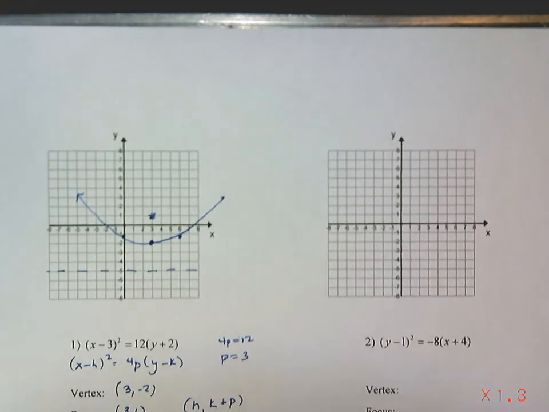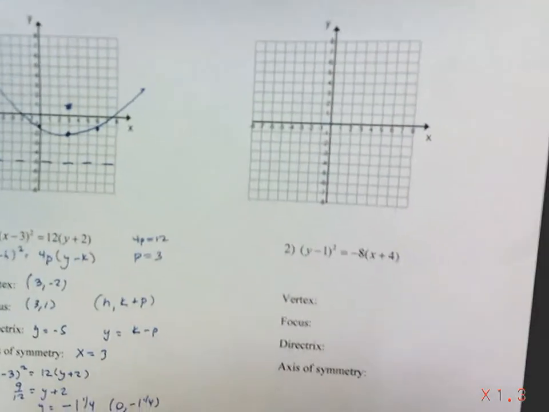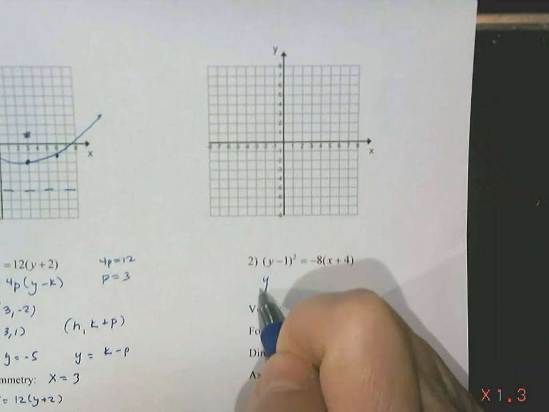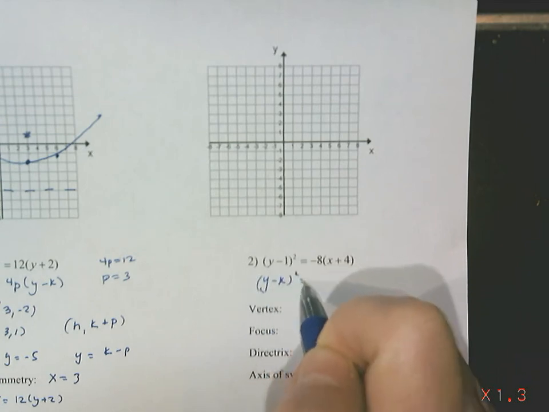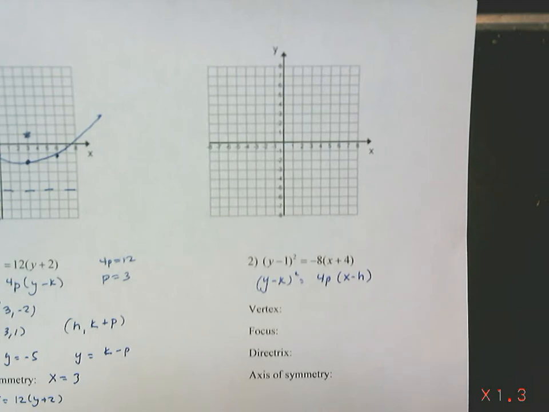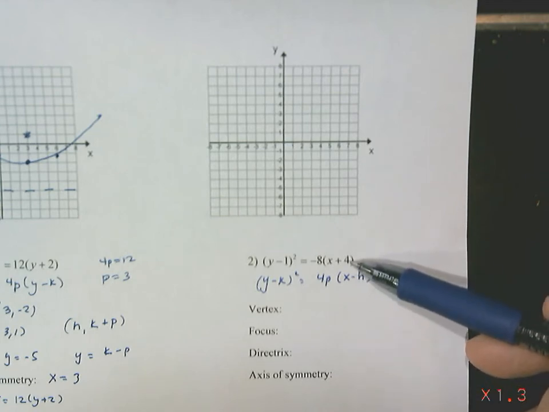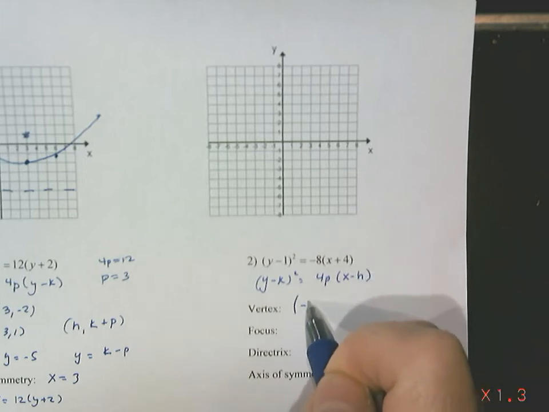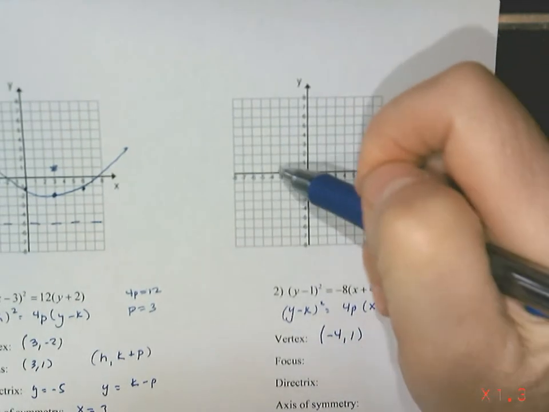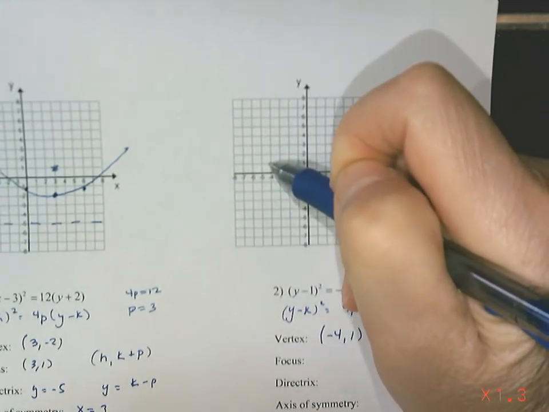My next example is in the form y squared. So it'd be (y - k)^2 = 4p(x - h). So my vertex is still (h, k). So h in this case is a negative 4. So this is y, x + 4, h is negative 4, and k is 1. So I'm going to plot the point (-4, 1).